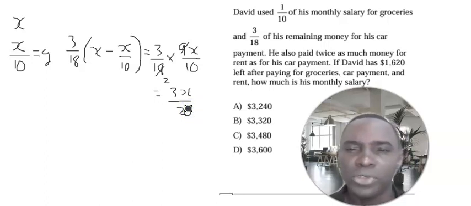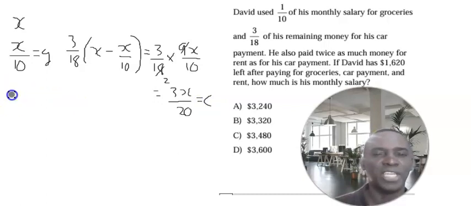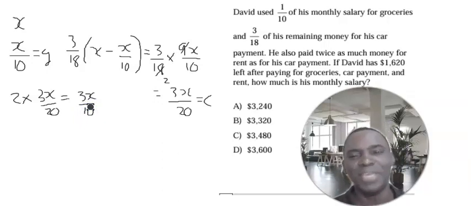But we're also told that his rent is twice the car payment. So for his rent, he spent twice this amount for car. That means 2 times 3x over 20, and 3x over 20 times 2 should give us 3x over 10. So he spent 3x over 10 on rent. Now remember, he has 1,620 remaining after all this.